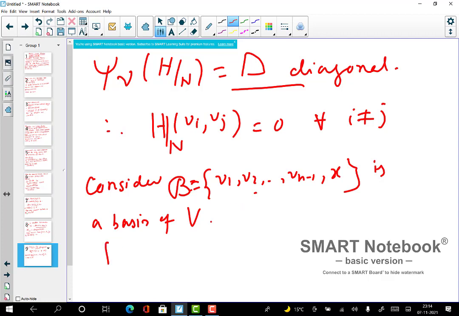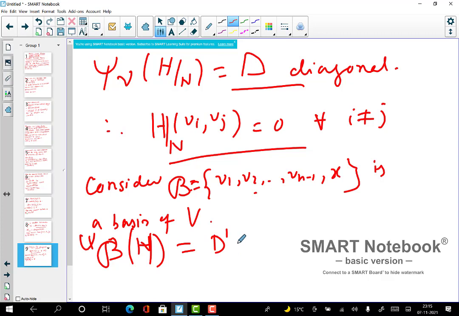This is clear. So with respect to this basis, when you calculate the psi of h, what happens? Up to v1, v2, v_{n-1}, each off-diagonal entry is 0, which you already found from the induction hypothesis. The only thing you need to find is the value with respect to x. Now I am claiming that this is also diagonal, some D dash. So what is this D dash? D dash is nothing but D sitting here, and the last term can be non-zero, and the rest will be 0.